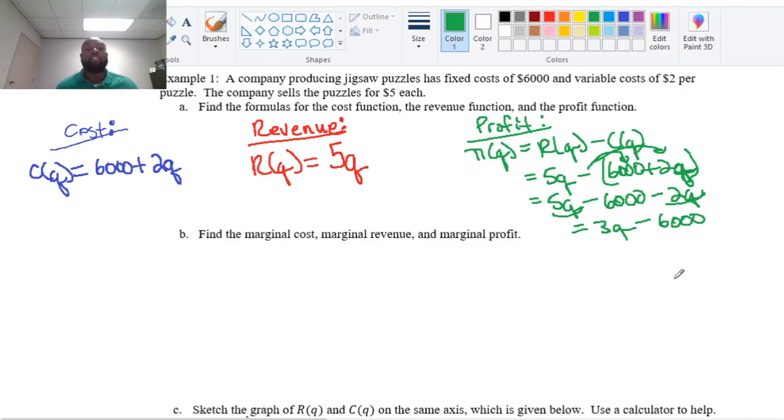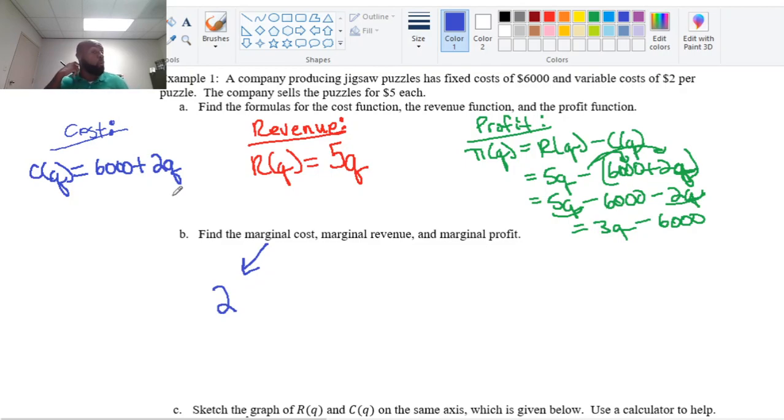Part B, find the marginal cost, marginal revenue, and marginal profit. And we're going to go over the units here. My marginal cost is the cost of producing one additional item. That is related to the slope, because marginal is rate of change. I have linear functions, so it is the slope. If I look at my cost function, my slope is 2.